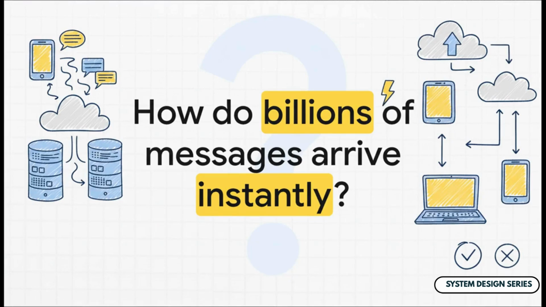Have you ever really thought about it? You hit send on a message and poof, it's on your friend's phone halfway across the world, instantly, even when your connection is, well, less than perfect. How does that even happen? How do billions of these messages just fly around the planet without getting lost? Well, that's the big puzzle we're going to solve today.